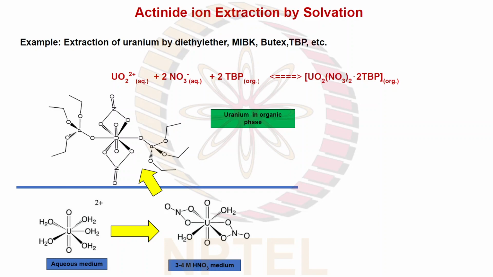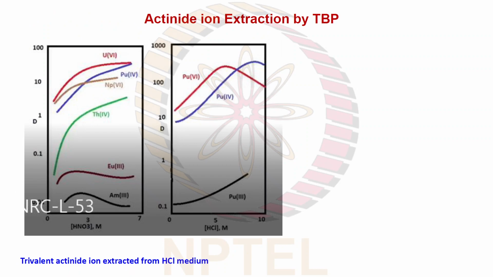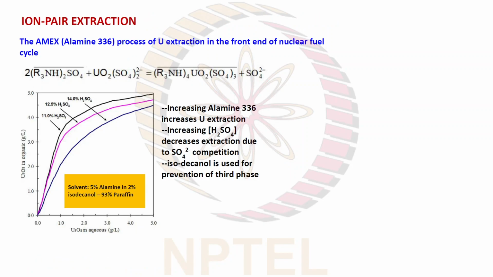Actinide ion extraction by solvation can be done by this method, and you can see here a comparison of uranium extraction with 0.1 molar phosphate, phosphonate, phosphinate, and phosphine oxide in kerosene. Now for actinide ion extraction by TBP, trivalent actinide ions are extracted from HCl medium. Ion pair extraction is the MX process, and uranium extraction in the front end of the nuclear fuel cycle can be done by this method.